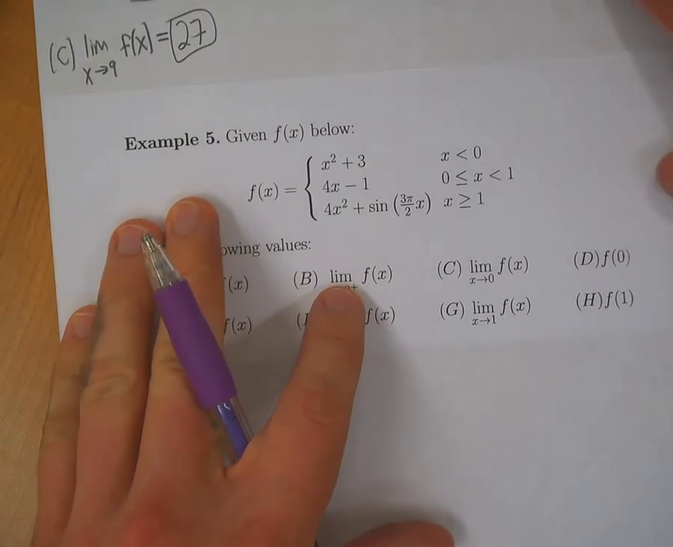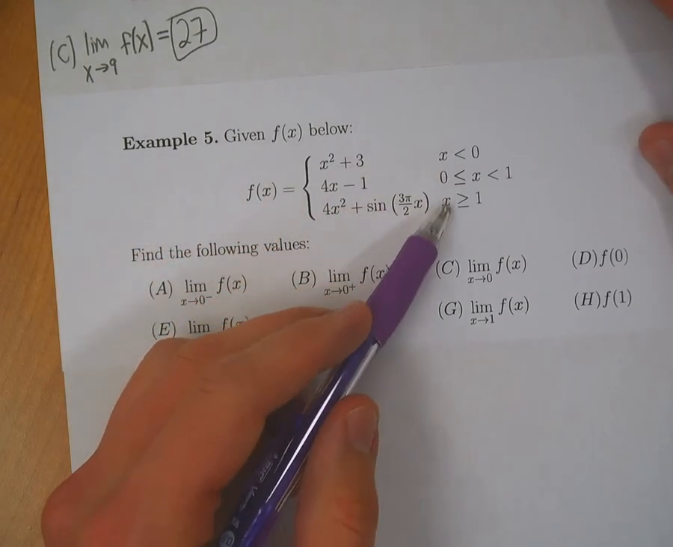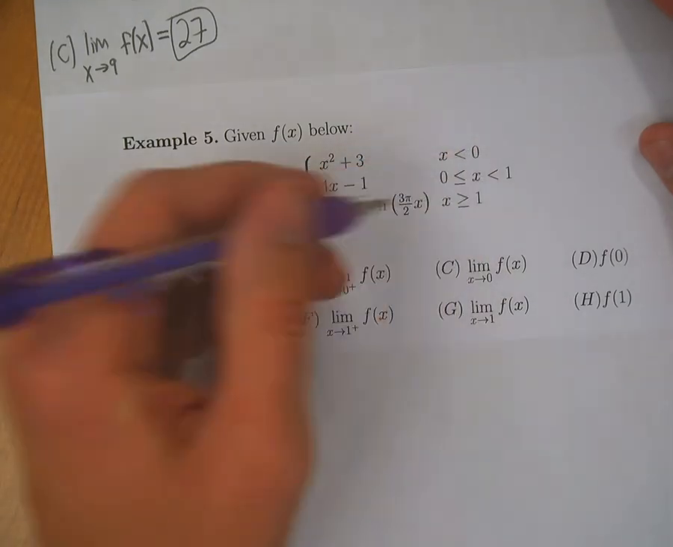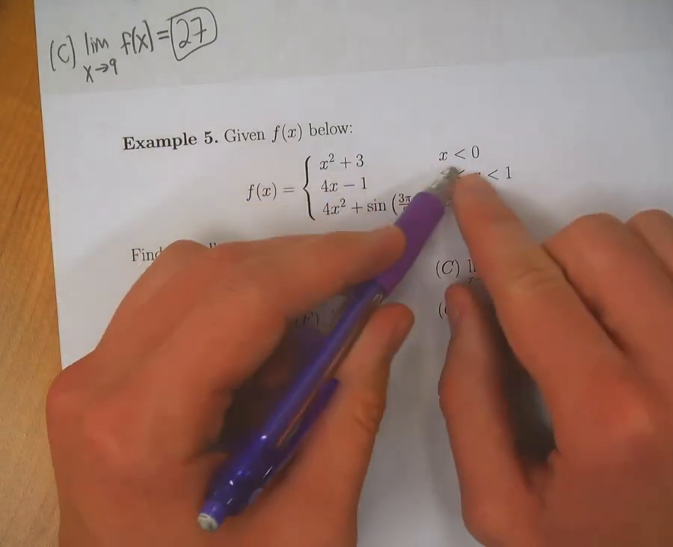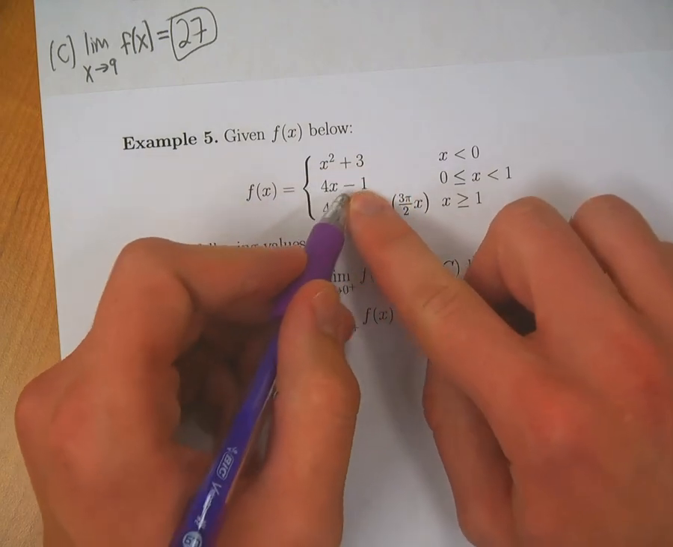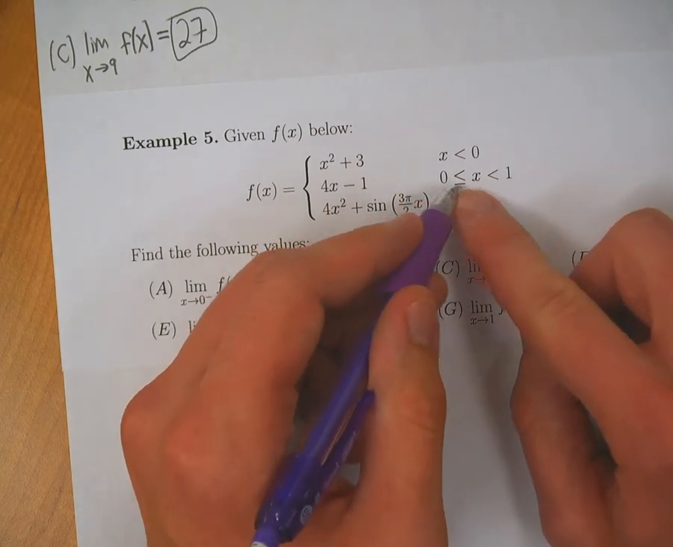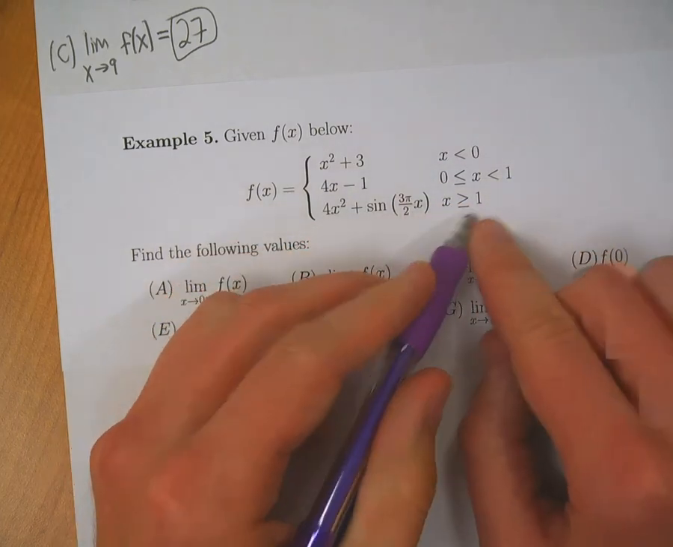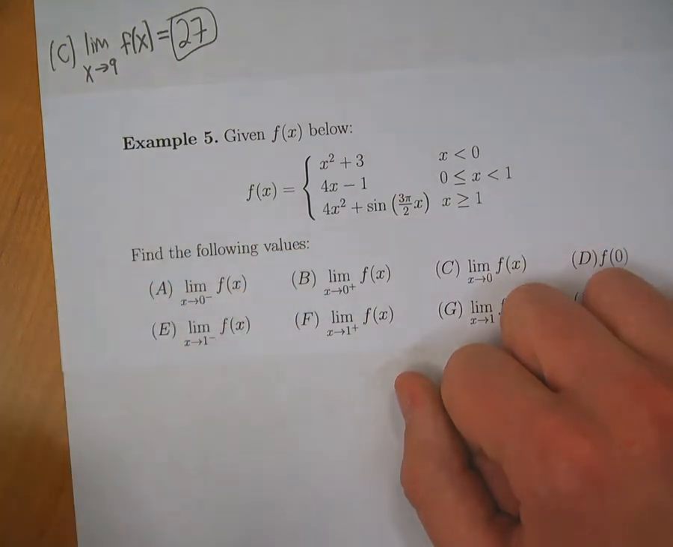Because now we have 3 parts, each of which has to correspond to a specific direction for each of our functions. So what I mean by that is that if x is less than 0, then f of x is x squared plus 3, and then 4x minus 1 if x is in between, is x if 0 is less than or equal to x and less than 1. And then if x is greater than 1, then we have 4x squared plus sine of 3x divided by 2 times x. Okay?